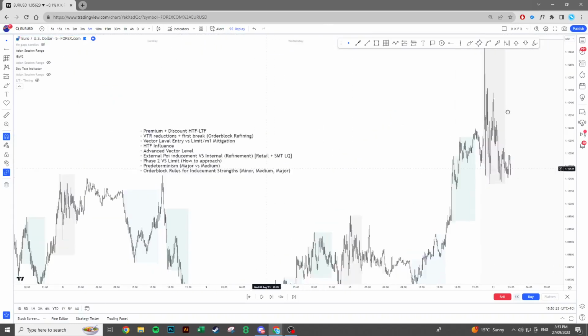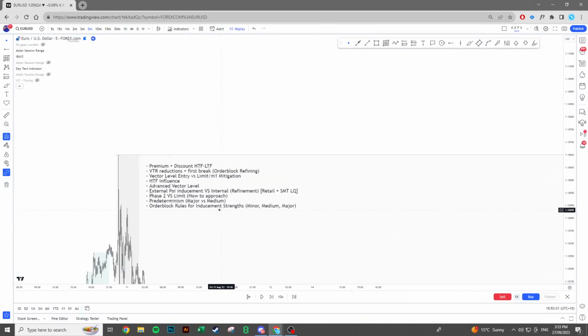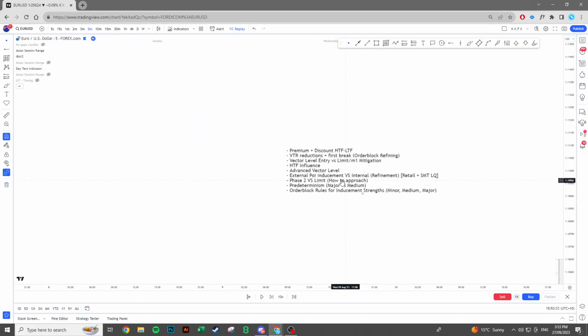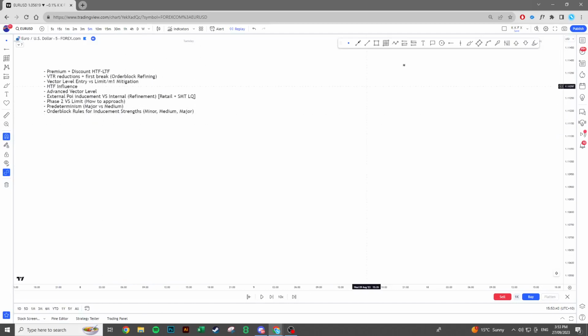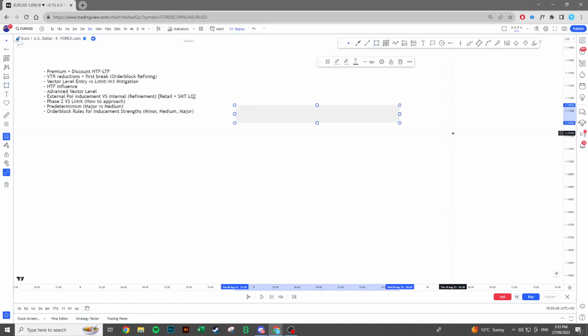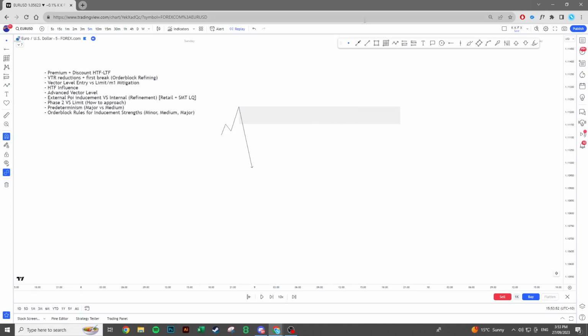Let's move this a little bit up here. Okay. So we're looking at now vector level entry versus limit or M1 mitigation. Basically we've looked at this with the system, but when we have a POI, how do we enter from that POI? When we have a form of inducement, right? And we're looking to take our entry.